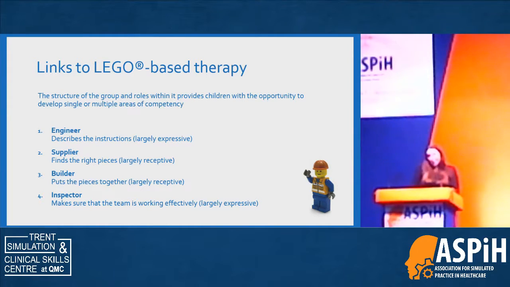We then have a 4th role, which is our inspector, and this is quite a challenging role. So our inspector makes sure that our team is working effectively. They highlight where there are problems in the group and then suggest solutions, facilitating the successful getting over of these problems.